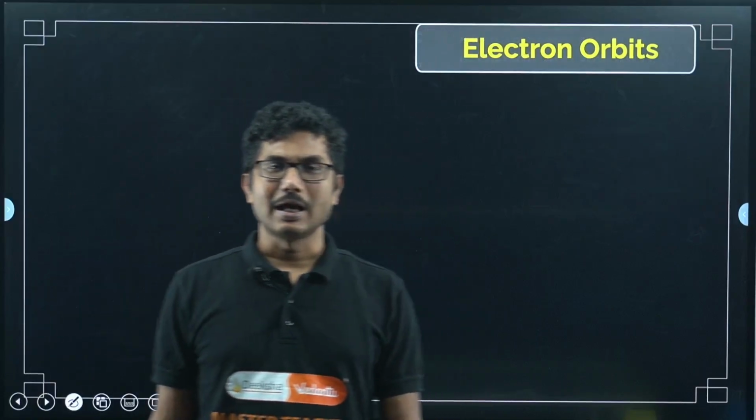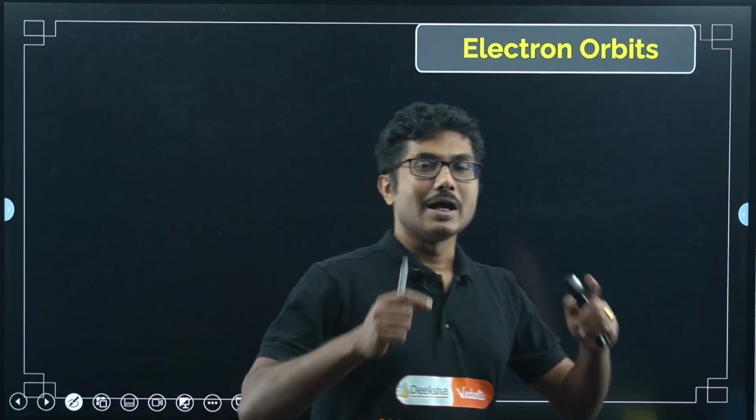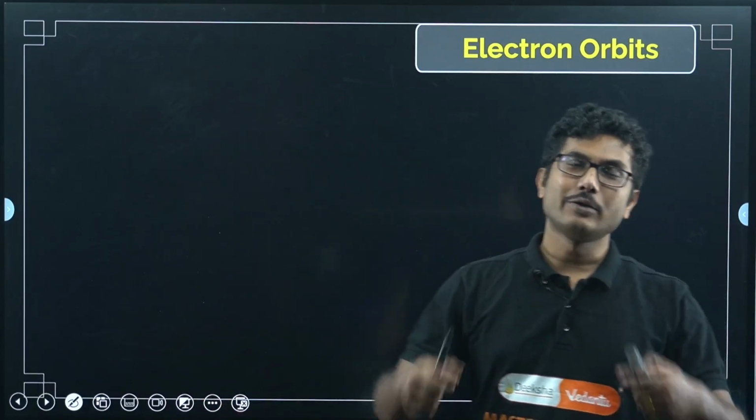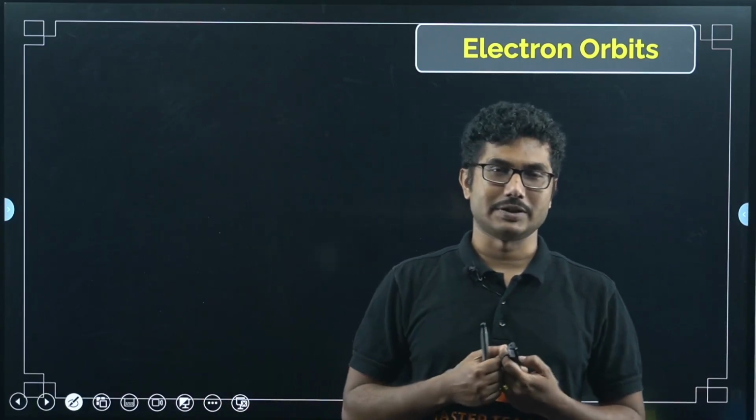Now, electron orbits. Rutherford said that electrons, where do the electrons go? The electron was discovered first by J.J. Thomson.